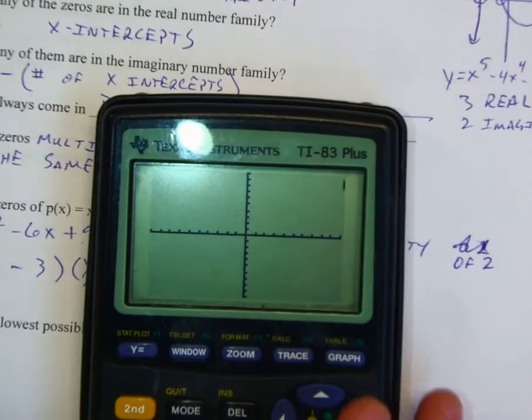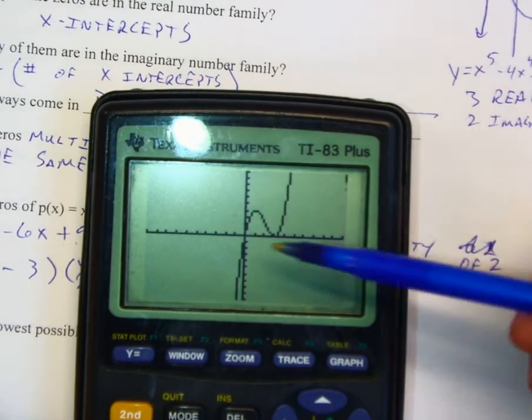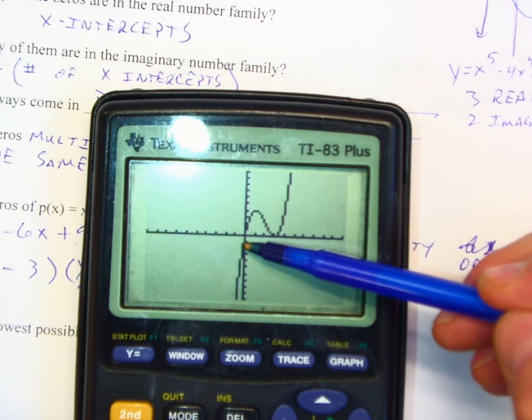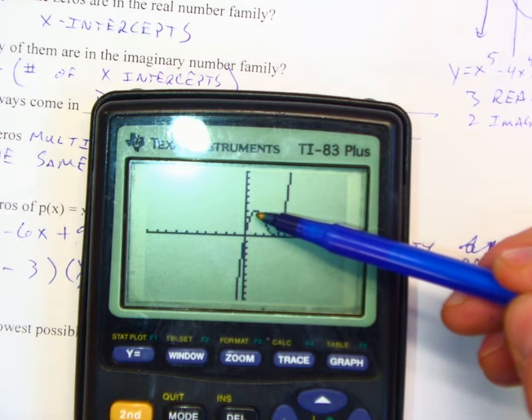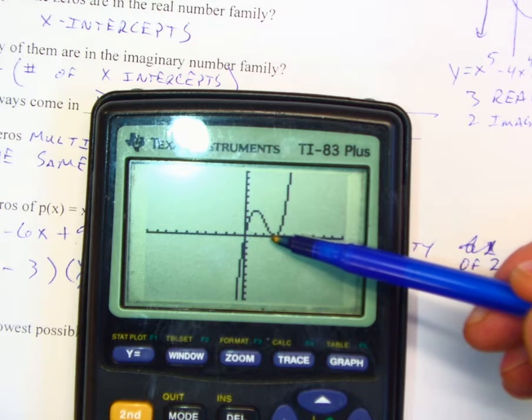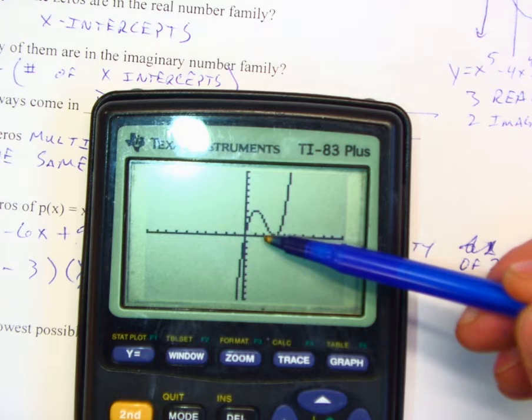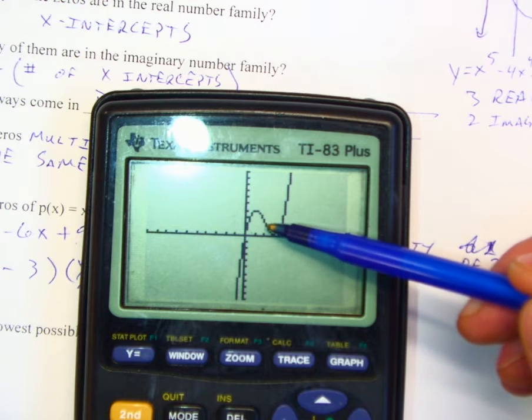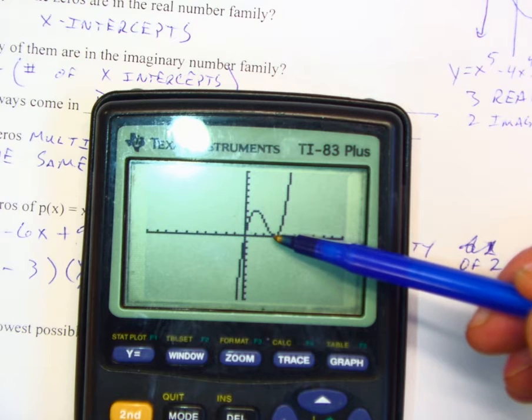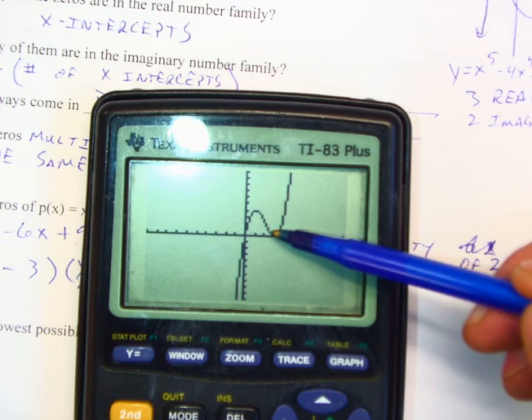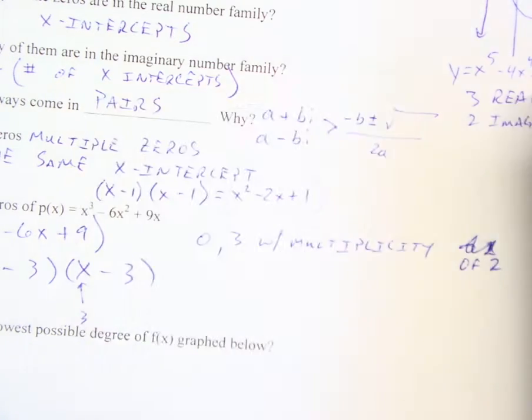Graph it right here. You can see, look at that. It's going to go up. It's going to hit 0, exactly what I said. Comes up. How high? Don't know, don't care. But it's going to come down and just touch the number 3, and it just nicks there. The vertex, or that local minimum, is right on the x-axis because there are multiple zeros at that very same spot.